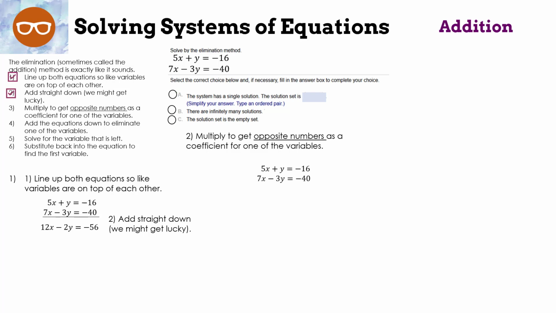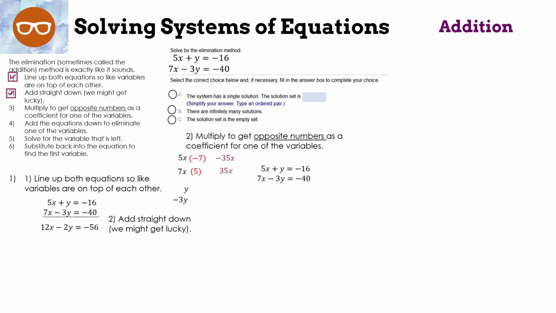So let's look at our equation. We have 5x plus y equals negative 16, and 7x minus 3y equals negative 40. I have 5x and 7x. If I multiply the first one by negative 7 and the second one by 5, that'll give me negative 35x and positive 35x, and that would give me 0x. So I could multiply the first equation by negative 7 and the second equation by 5 to get rid of the x's.